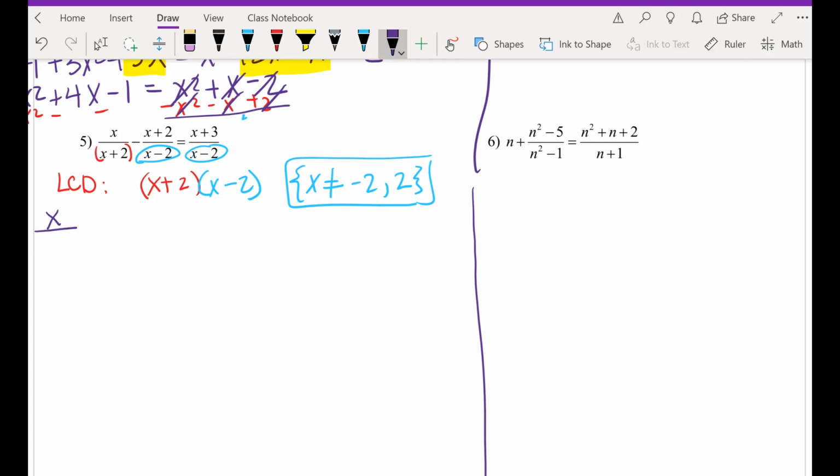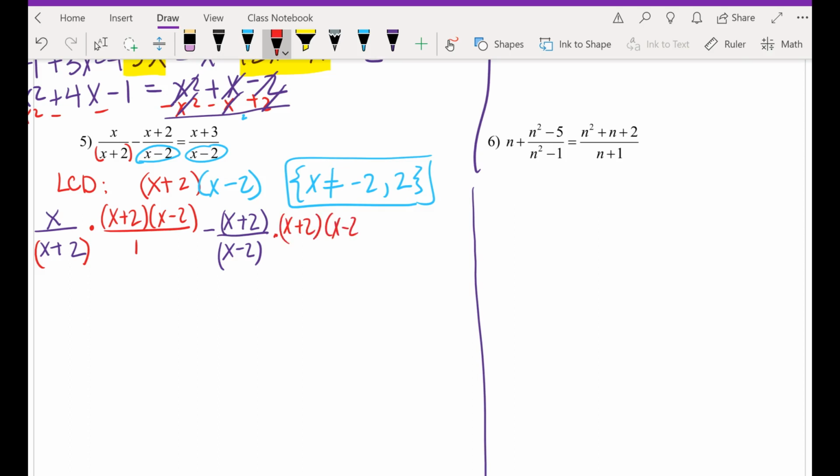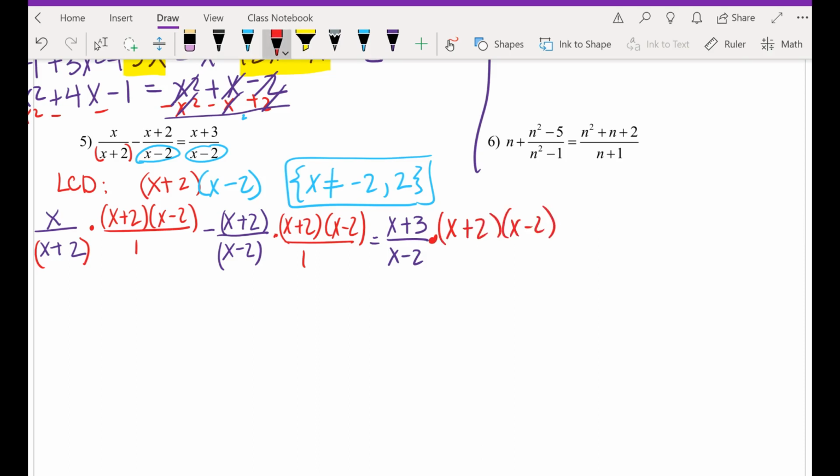So take each of our pieces and multiply by our lowest common denominator. We can put it over 1 if you want, and then put parentheses on things that have multiple pieces. Minus, and I need to write small because as you can see, I'm about to invade the other side. So times x plus 2 times x minus 2, you can write again over 1, equals x plus 3 over x minus 2 times x. Oh, I give up, right? I can't really stay on my side. Okay, so there you go.